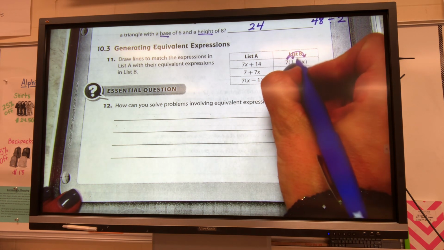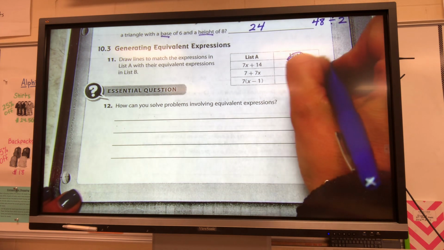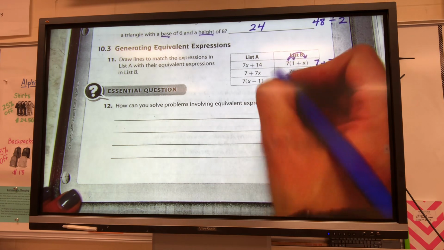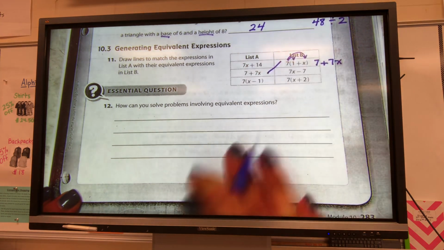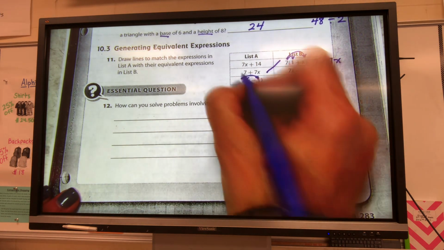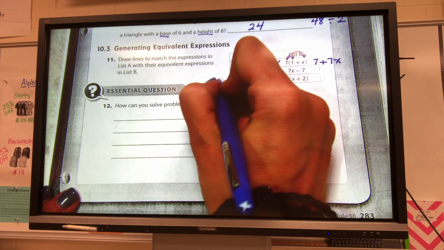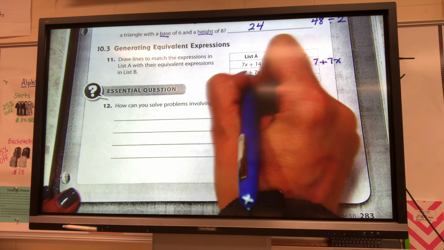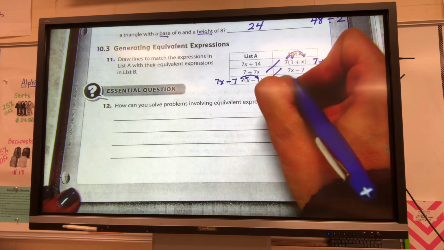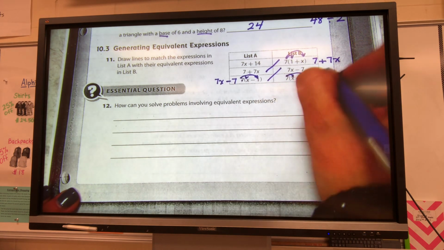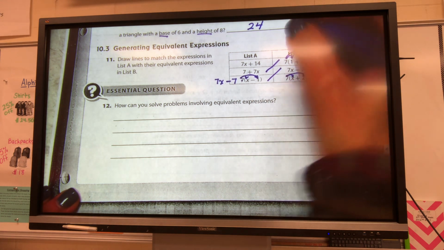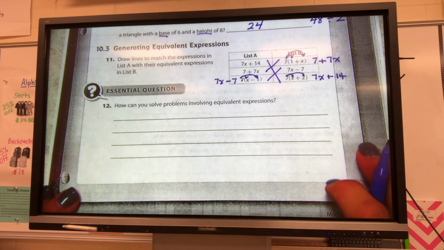So 7 times 1 is 7 plus 7 times x is 7x. Where is that in list B? In list A. Right here. So we're going to draw a line there. Let's move over here. Draw our arrows. 7x. 7 times x is 7x. Keep the sign. 7 times 1 is 7. Where does that match over here? Right here. Let's look at this one. Draw our arrows. 7 times x is 7x plus 7 times 2 is 14. And it matches up here. And you're drawing your lines.